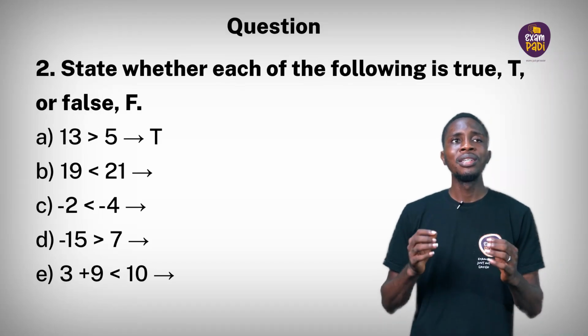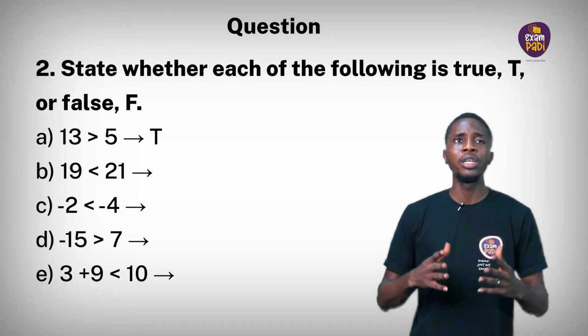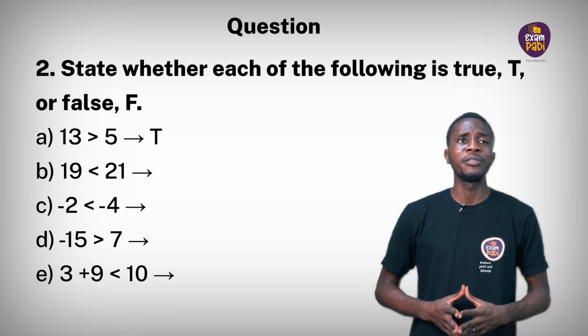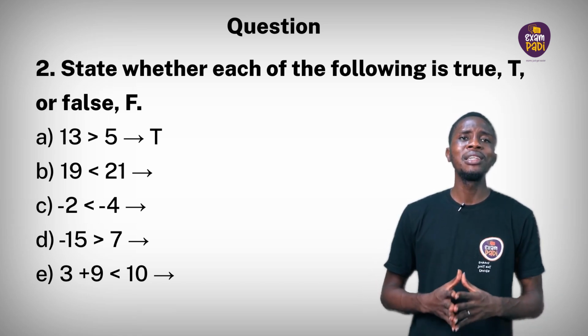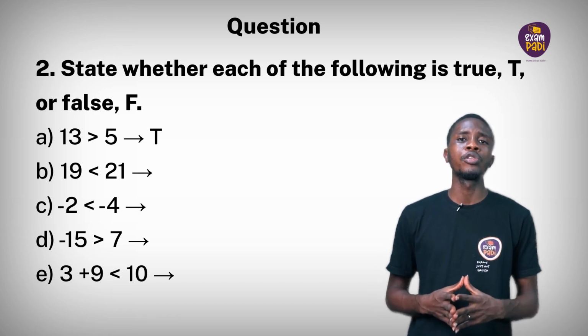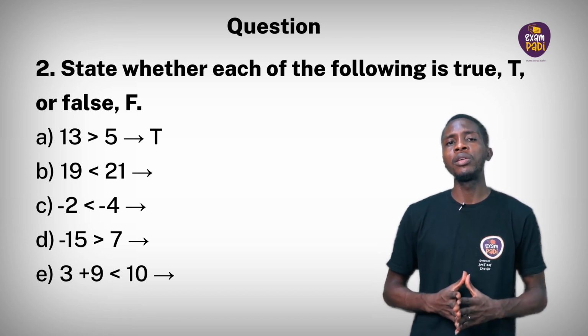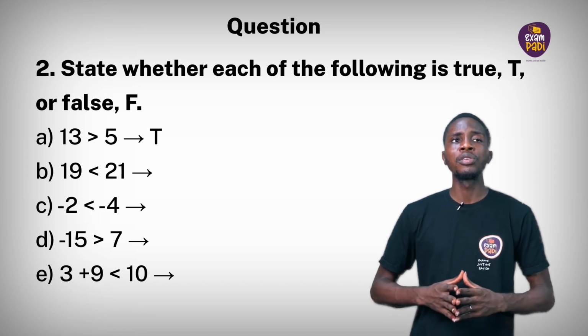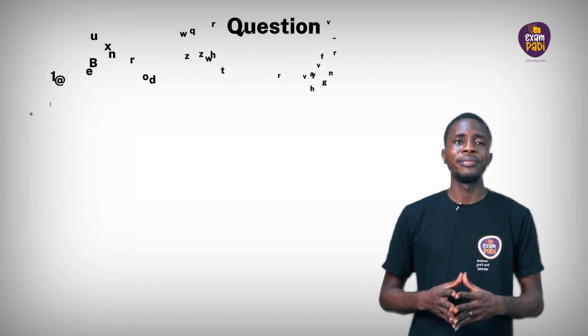Number 2. State whether each of the following is true or false. A. 13 greater than 5. B. 19 less than 21. C. Minus 2 less than minus 4. D. Minus 15 greater than 7. E. 3 plus 9 less than 10.